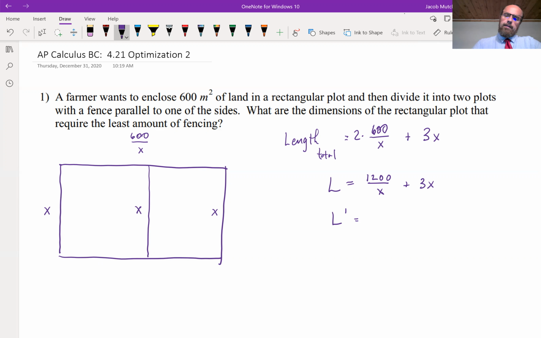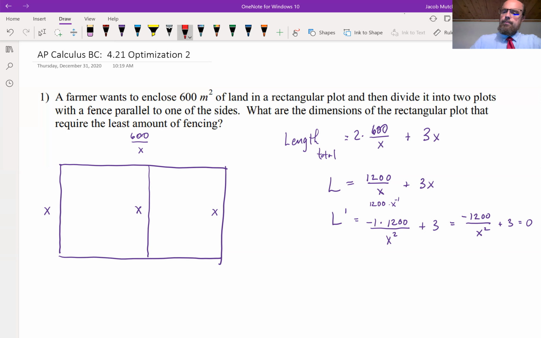So if I consider that the first term is equivalent to 1,200 times x to the power of negative 1, the derivative of that is negative 1 times 1,200 over x squared, plus 3. And so my derivative function is going to be negative 1,200 over x squared plus 3. And then I want to set that equal to 0, because again, I'm interested in either a relative maximum or a relative minimum.